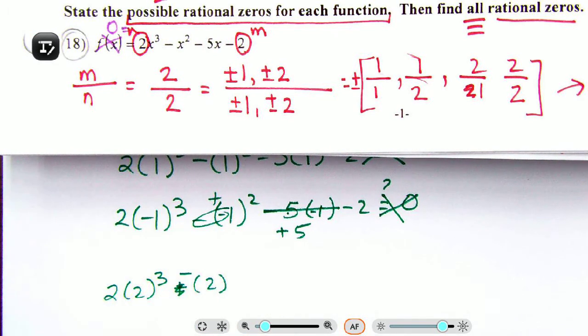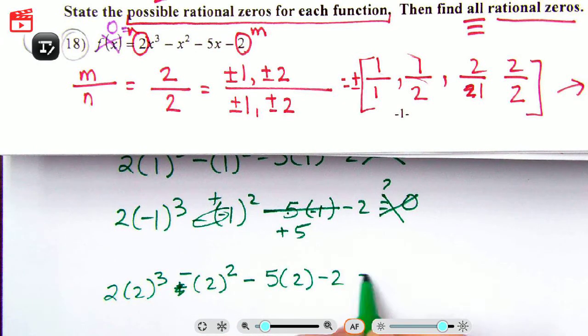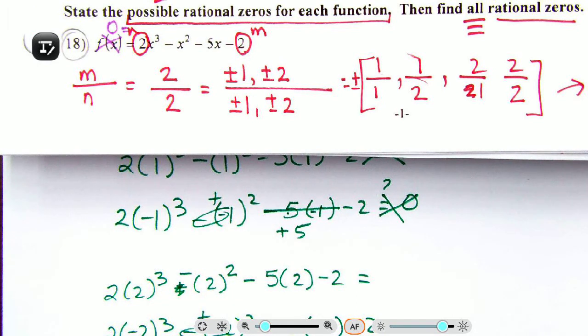Oops, this should be a minus. And then I'm going to try -2. And again, this is positive. Okay, so 2 cubed is 8. 8 times 2 is 16. 16 minus 4 is 12. 12 minus 10 is 2. 2 minus 2 is 0. So this one gives us 0, in fact.